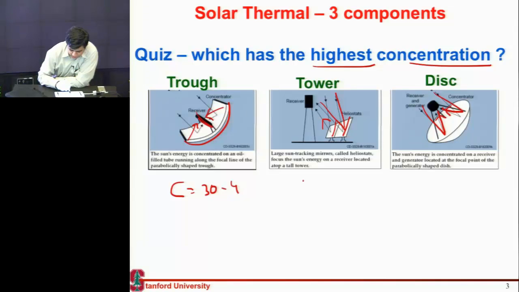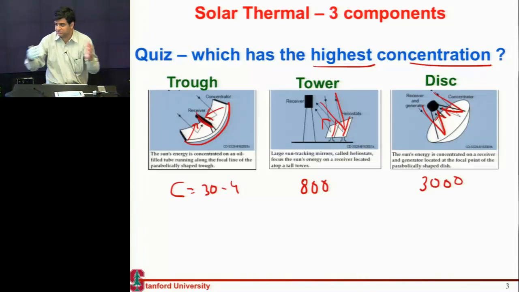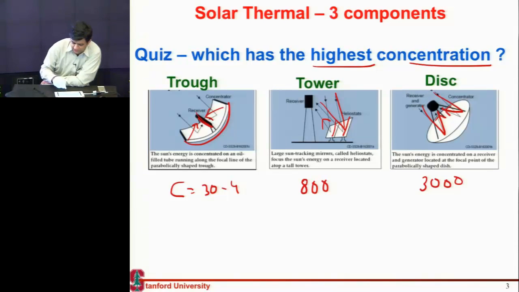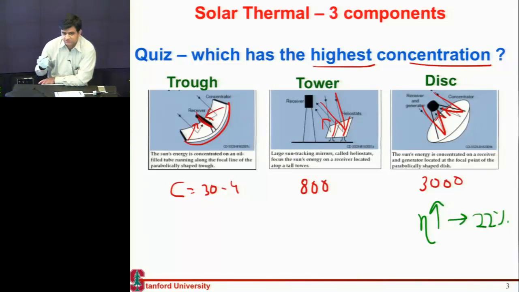The tower can go up to 1000. Typically it's around 700, 800. The dish can in fact go up to 3000 because it's a 2D concentrator. It has a much smaller focal length, so it can achieve very high concentration. As a result, it has the highest efficiency as well. So these dish-based solar thermal systems can achieve efficiencies well above 20%, right? And they don't use any semiconductors, so it's cheap and efficient. So in places where you have good direct incident sunlight, it makes a lot of sense to do this solar thermal, right?